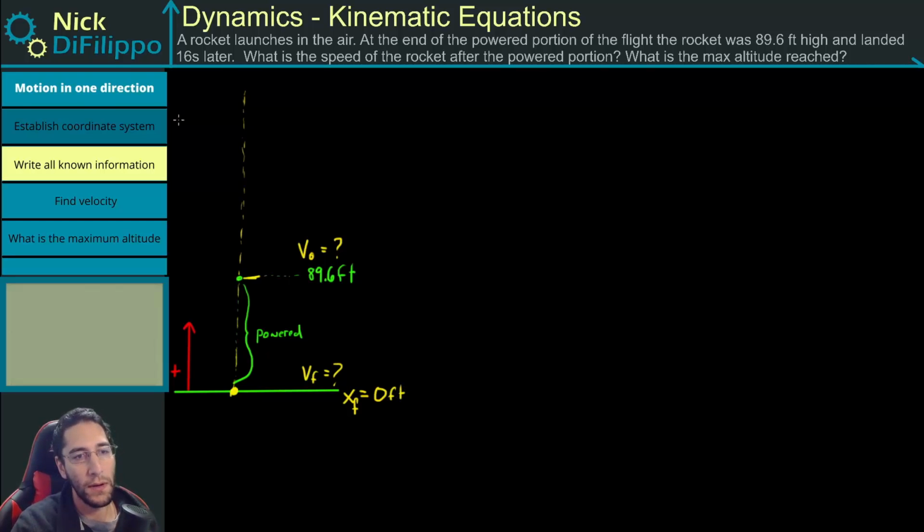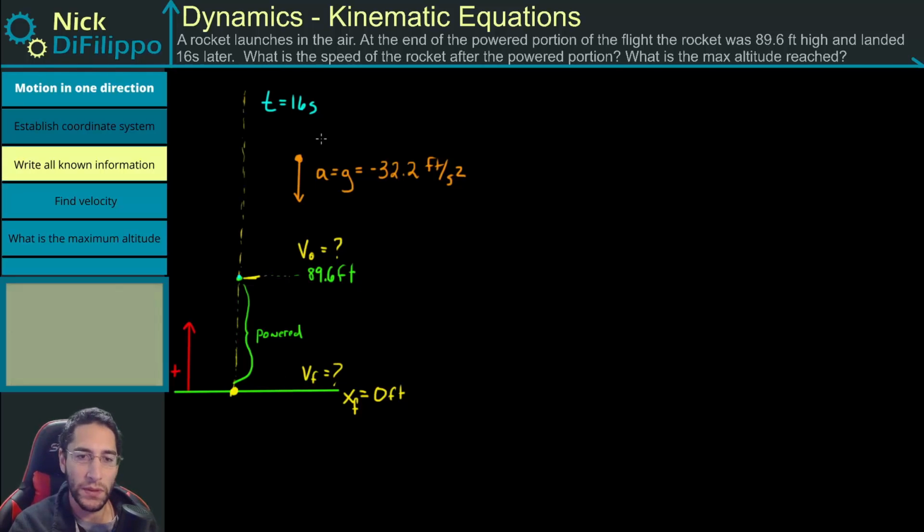We also know how long it takes to hit the ground. t is going to be 16 seconds, from when the power turns off until when it hits the ground. The other piece of information we know is about gravity. Gravity always points downward, and because we said up is positive, gravity, which is an acceleration, is equal to minus 32.2 feet per second squared because we're using English units.